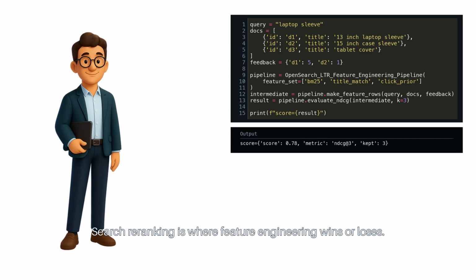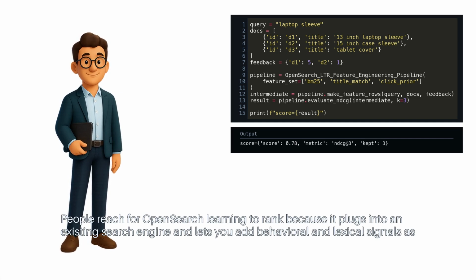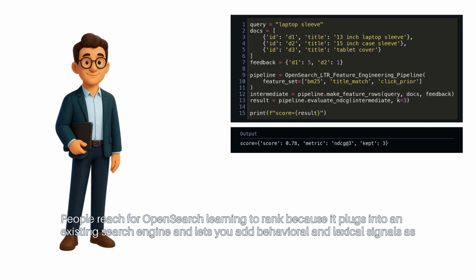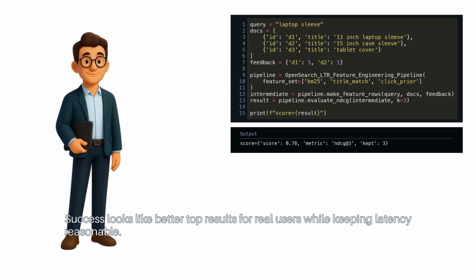Search re-ranking is where feature engineering wins or loses. People reach for OpenSearch learning to rank because it plugs into an existing search engine and lets you add behavioral and lexical signals as features. Success looks like better top results for real users while keeping latency reasonable.